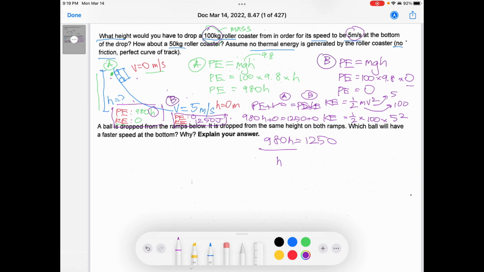And so if I divide both sides by 980, then I get H equals 0.26 meters. So this height is 0.26 meters.